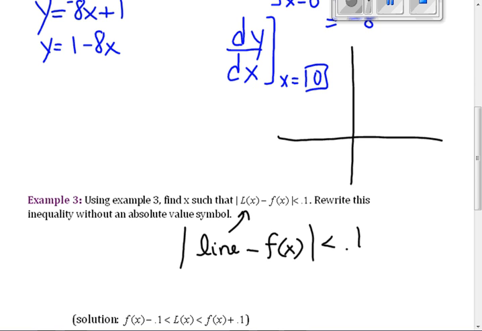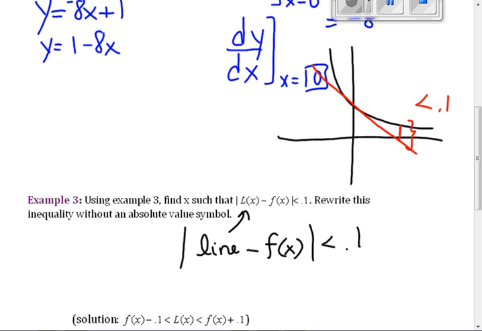So what does it look like? I'm just going to extend it here and draw a line. We're doing the back side here. I want the distance between the line and the curve, this distance, to be less than 0.1. That's what I want to do.